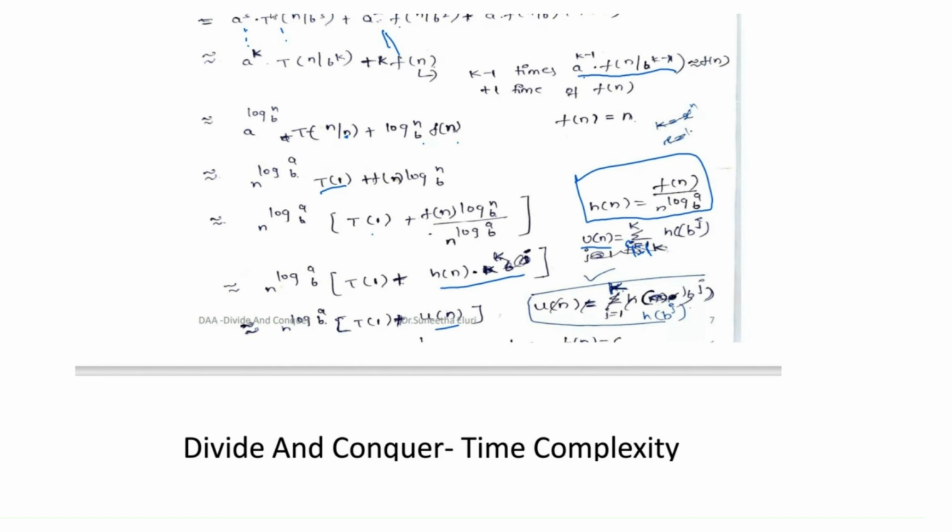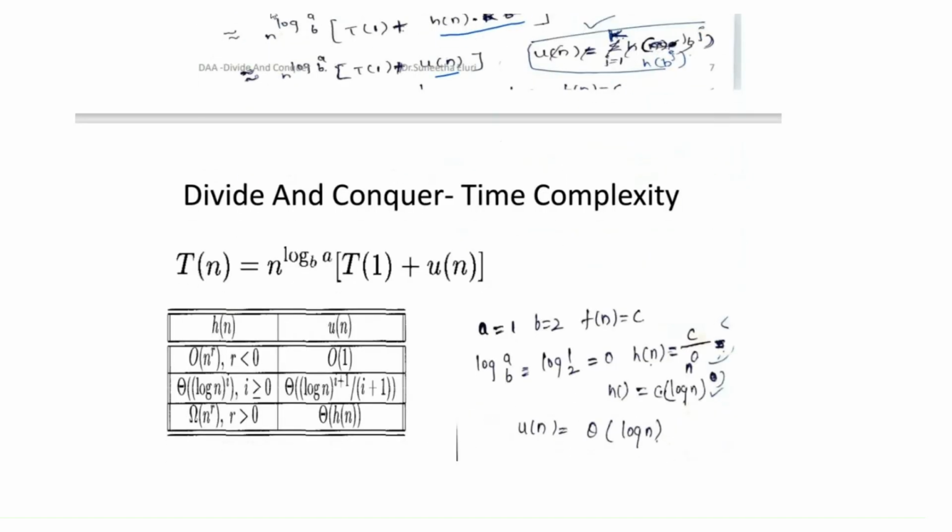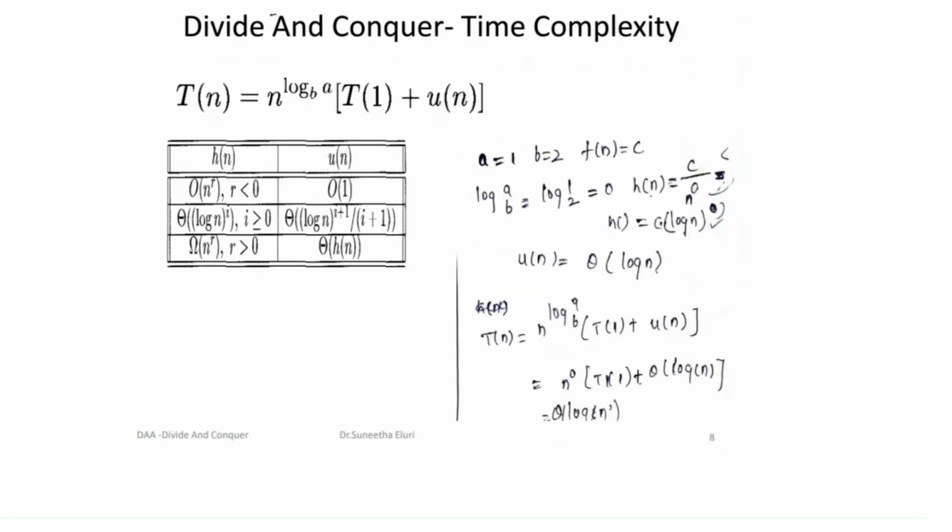So once I got this, I have a table which is establishing the relationships between h of n and u of n. The equation I left over here is nothing but t of n is equal to n power log a to the base b times t of 1 plus u of n. So here we have the established relations between h of n and u of n.